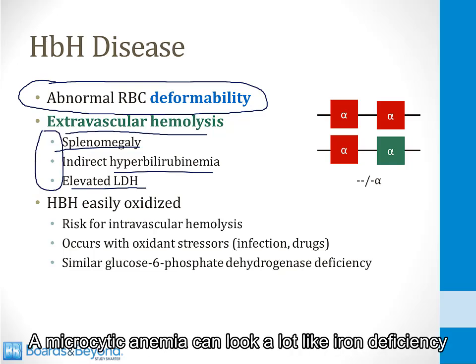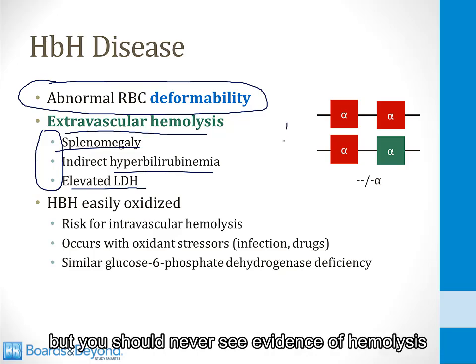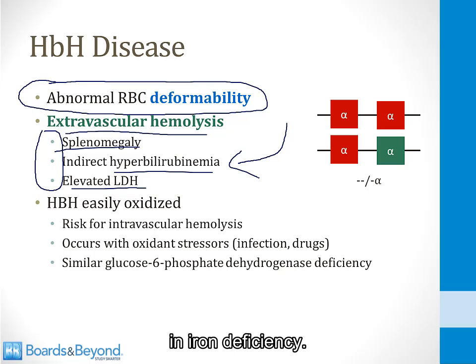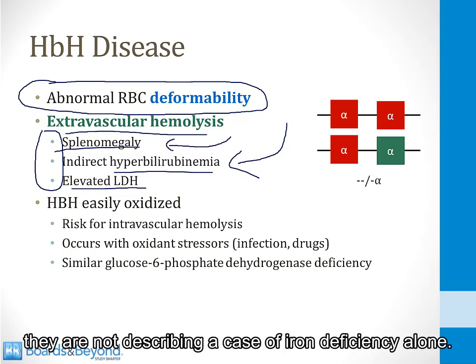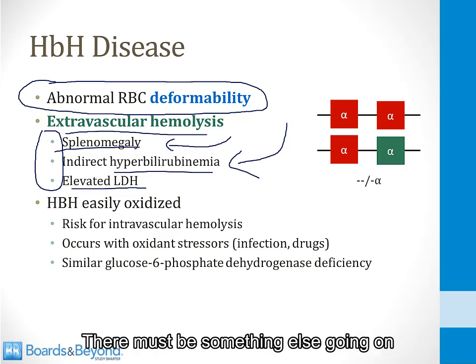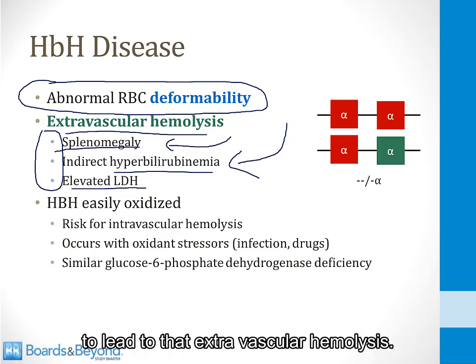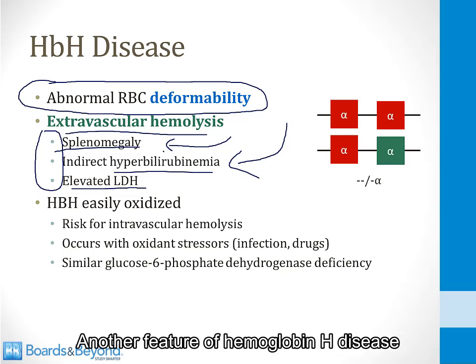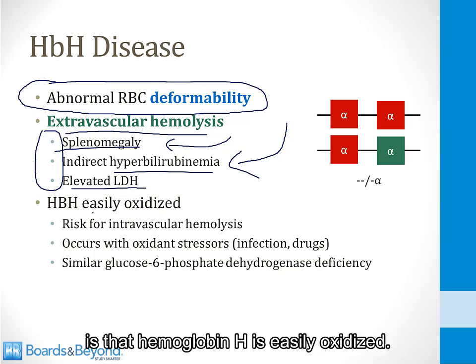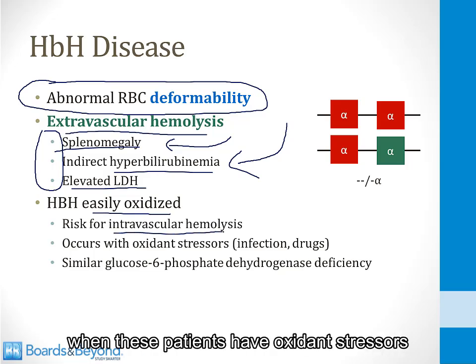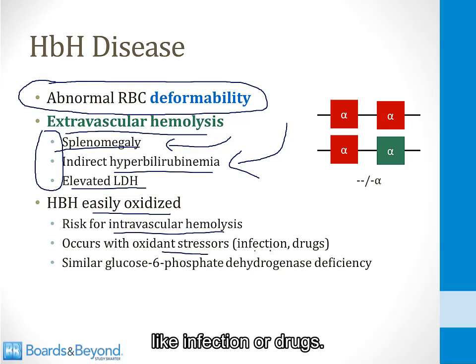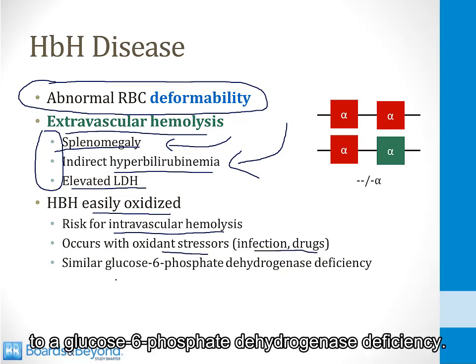A microcytic anemia can look a lot like iron deficiency, but you should never see evidence of hemolysis in iron deficiency. If they tell you that the patient has splenomegaly, they are not describing a case of iron deficiency alone. There must be something else going on to lead to that extravascular hemolysis. Another feature of hemoglobin H disease is that hemoglobin H is easily oxidized, so there is a risk for intravascular hemolysis when these patients have oxidant stressors like infection or drugs. This is very similar to a glucose 6-phosphate dehydrogenase deficiency.